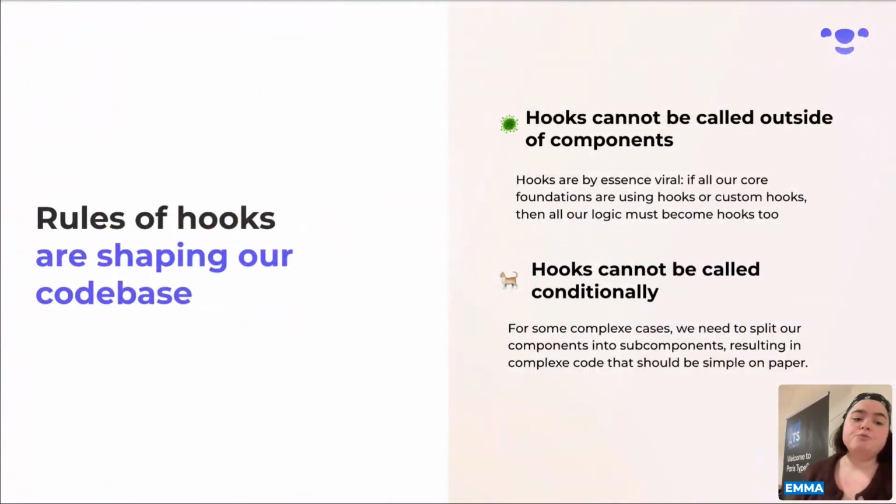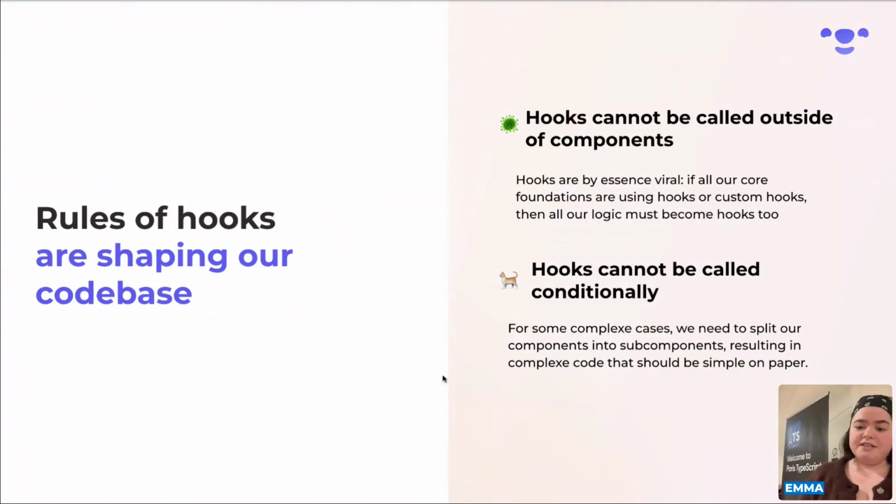Why is it a problem for us today at Alan? It's because the rules of hooks are actually shaping the code base. Since hooks cannot be called outside of components and cannot be called conditionally, if all your building blocks are hooks, your whole code base becomes hooks. This is why we have these huge hooks, like build personalized program, for example, because all our little hooks that do the navigation, the translation, get the language, are all hooks. So we need to be hooks for that.